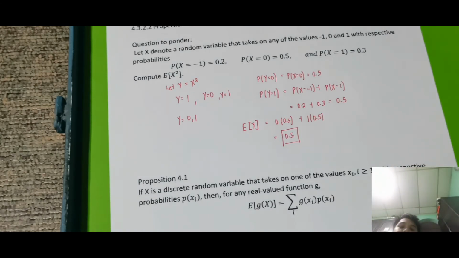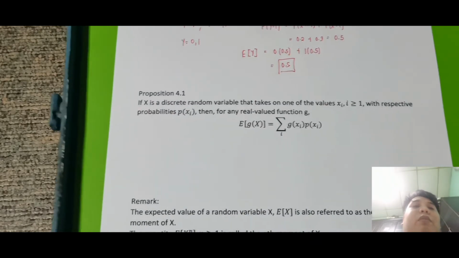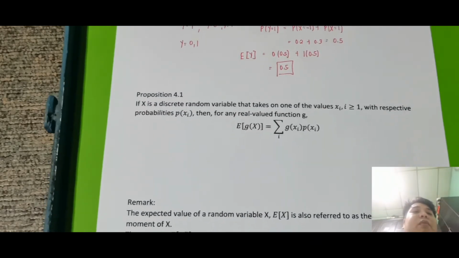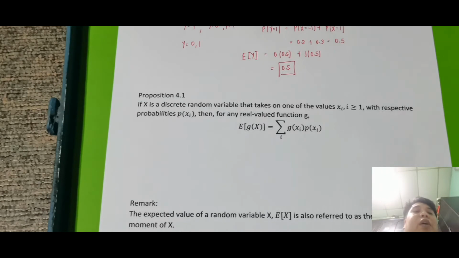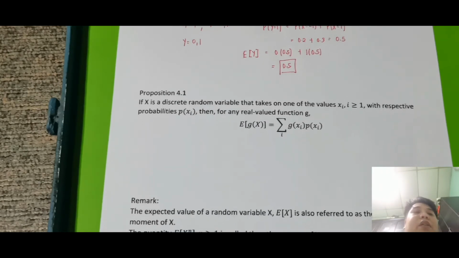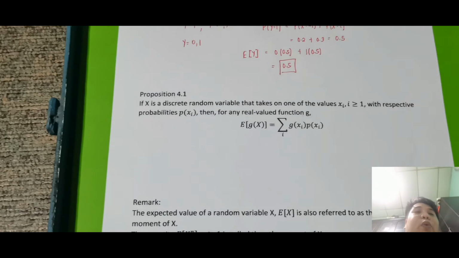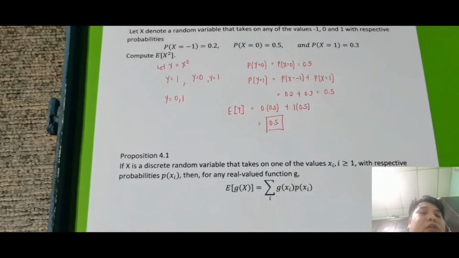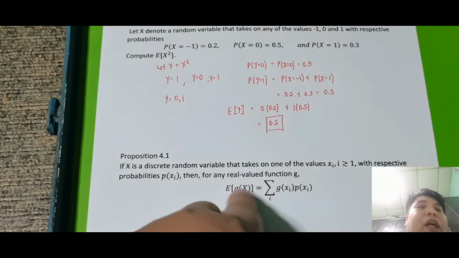So, now, meron tayong proposition na nilagay dito. We have proposition 4.1. So, if x is a discrete random variable that takes on one of the values of x sub i for i greater than or equal to 1 with respective probabilities p of x sub i, then for any real valued function g, expected value of g of x is just equal sa summation of g of x sub i times p of x sub i. So, anong ibig sabihin lang niya? Kung yung random variable ko sa loob is just a function, ang gawin ko lang is i-consider ko siya as formula sa loob.